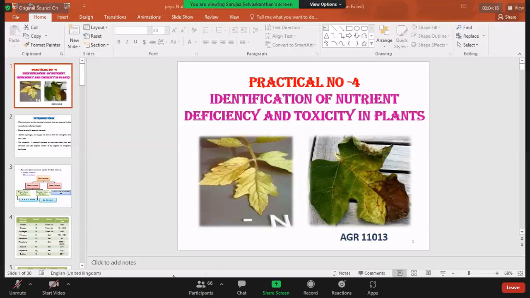Okay, then today we will see about, is that slide clear? Yes, ma'am. Today the practical number 4, identification of nutrient deficiency and toxicity in plants. From this title, anyone have any idea what you are going to study? What are the things you are going to study? Anyone?